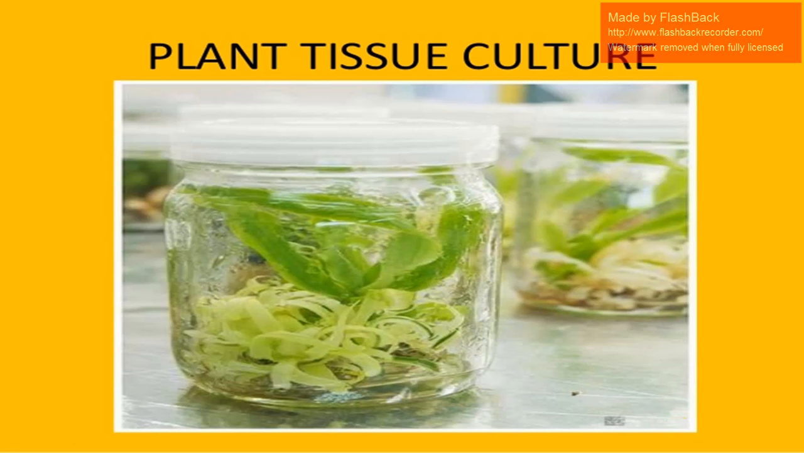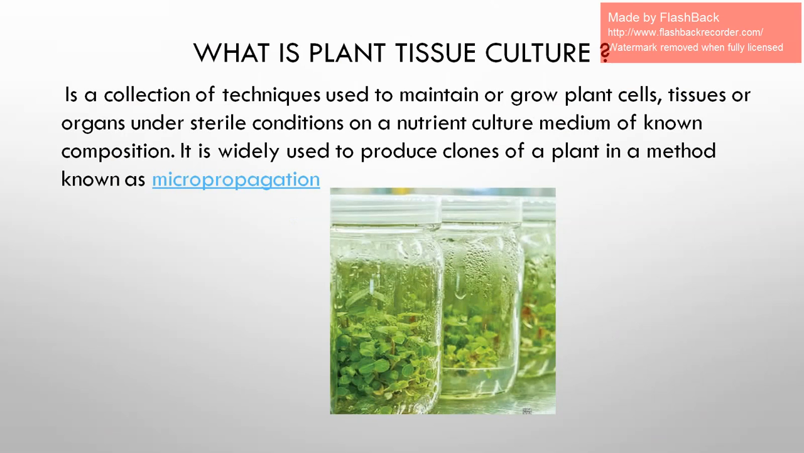Our today's lecture topic is plant tissue culture. First, we will see what plant tissue culture is. Plant tissue culture is a collection of techniques used to maintain or grow plant cells, tissues, or organs under sterile condition on nutrient medium or MS medium. And it is widely used to produce clones of a plant in a method known as micropropagation.